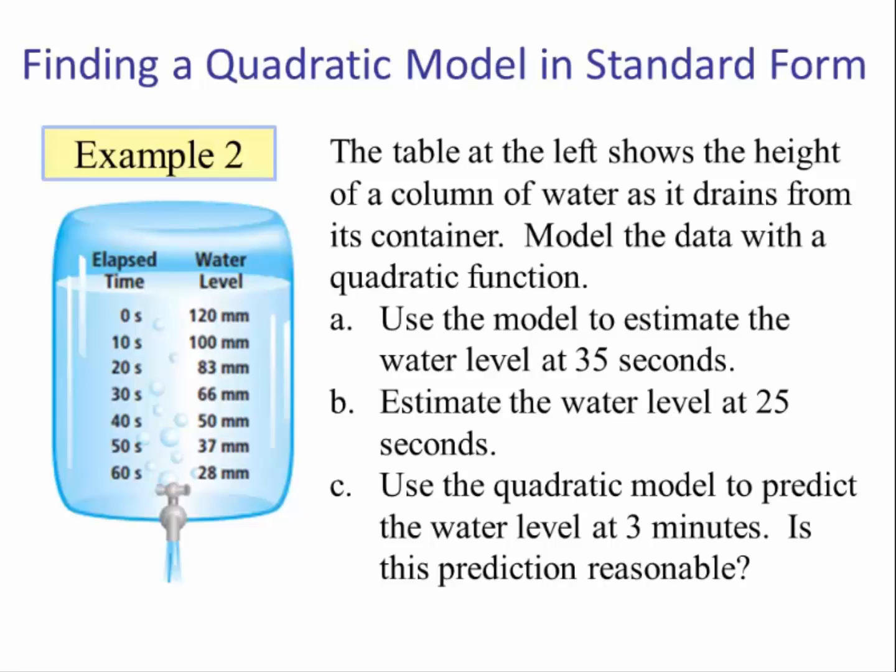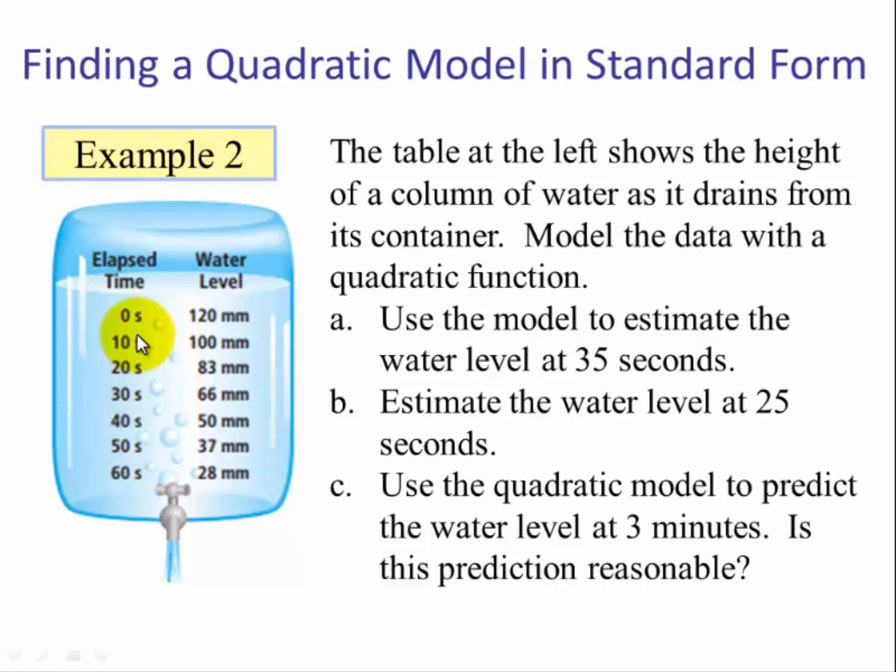Example 2. The table at the left shows the height of a column of water as it drains from its container. Model the data with a quadratic function. A. Use the model to estimate the water level at 35 seconds. B. Estimate the water level at 25 seconds. C. Use the quadratic model to predict the water level at 3 minutes. Is this prediction reasonable?